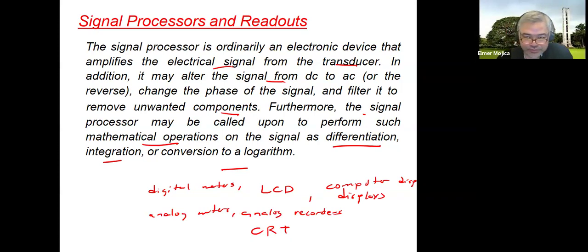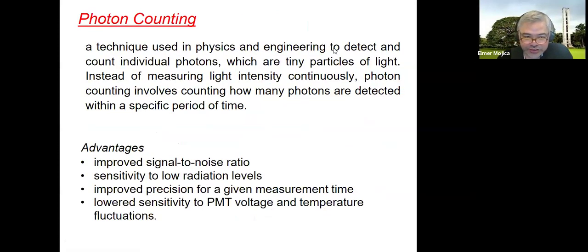Now, in addition to this, there's a term that they call what? Photon counting. Okay, so this is a technique that they use to detect and count individual photons, which are tiny particles of light. So instead of measuring the light intensity continuously, what does it do? It involves counting how many photons are detected within a period of time.